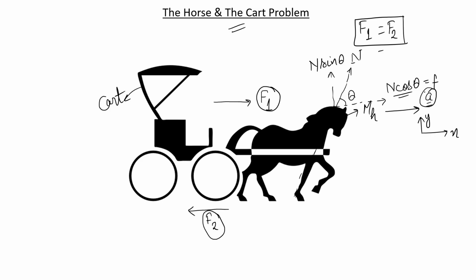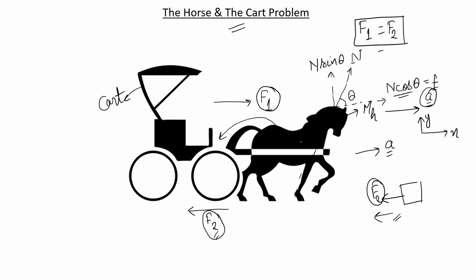Let us consider N cos theta as small f, because suppose this small f force, the N cos theta force, is not there, then the only force that this horse is having is this F2, and this is the force by which the cart is pulling the horse. So if the net force on this horse is F2, then the acceleration of this horse will be in the opposite direction, not in the direction in which the whole system is moving with small a. And because of this F2 force, this horse is going to sit on the cart like this. But this is actually not happening.